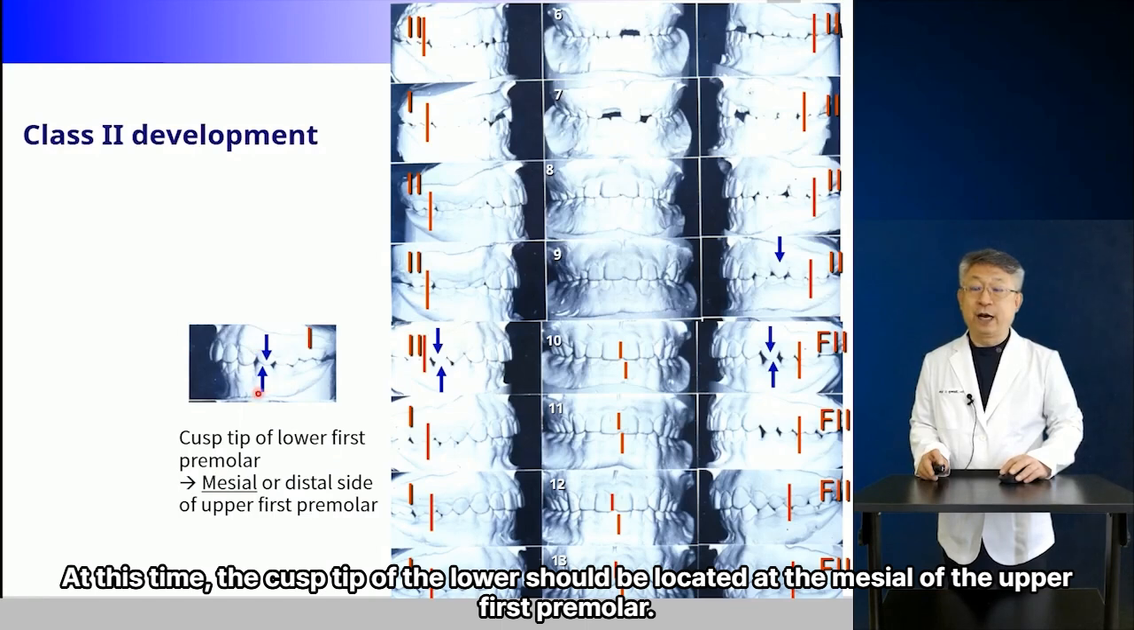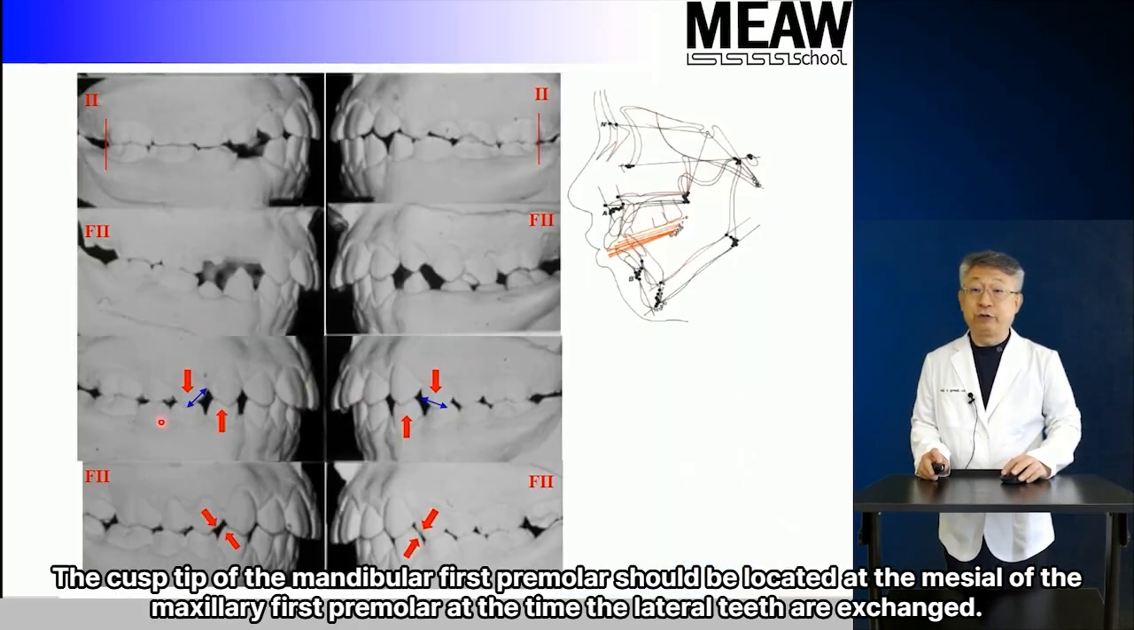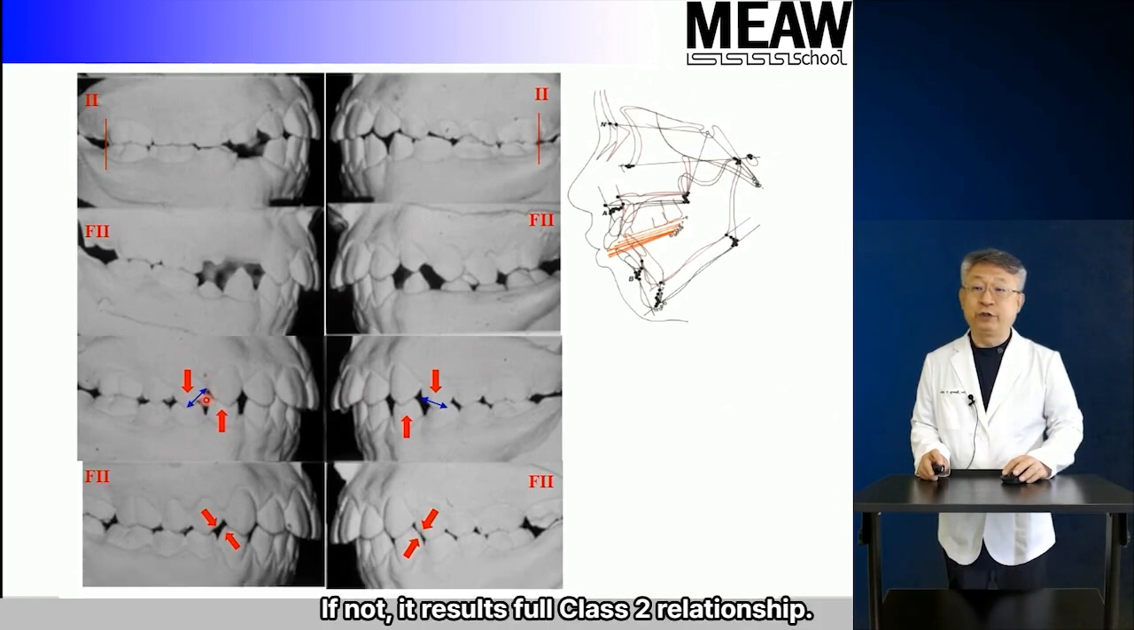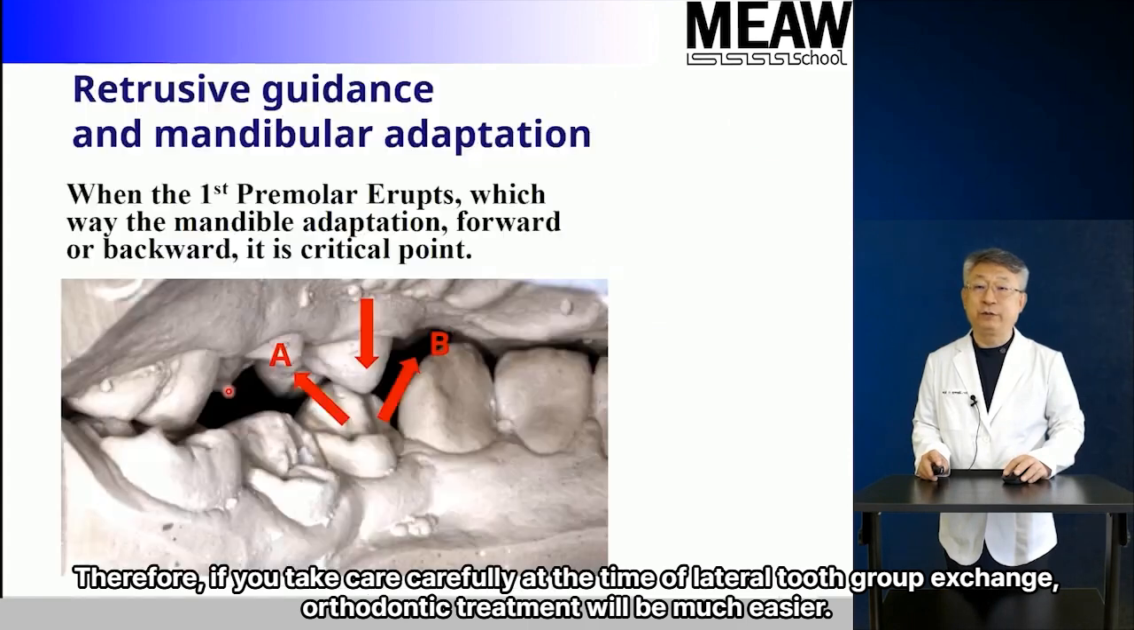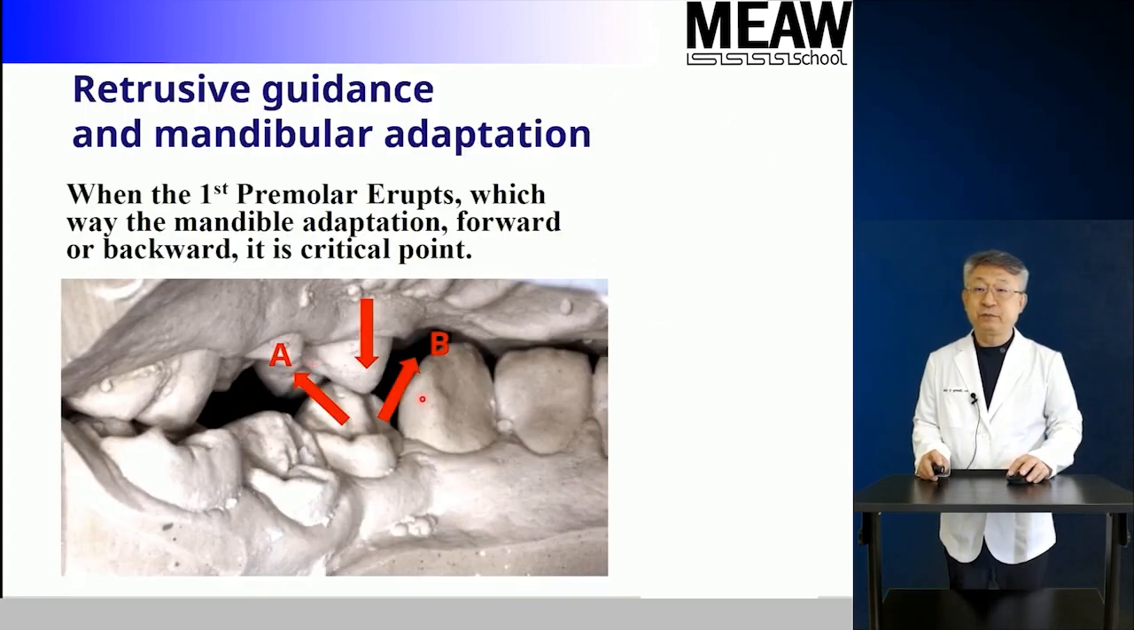At this time, the cusp tip of the lower should be located at the mesial of the upper first premolar. The cusp tip of the mandibular first premolar should be located at the mesial of the maxillary first premolar at the time the lateral teeth are exchanged. If not, it results in a full class 2 relationship. Therefore, if you take care carefully at the time of lateral tooth group exchange, orthodontic treatment will be much easier.